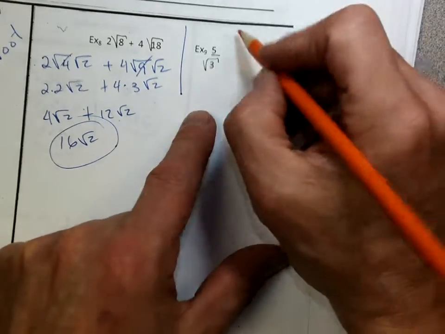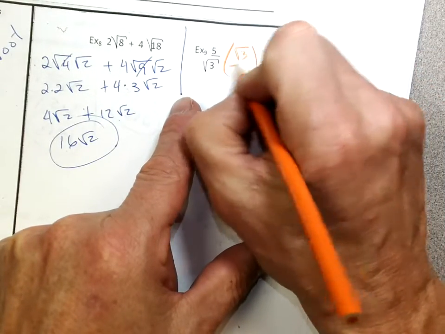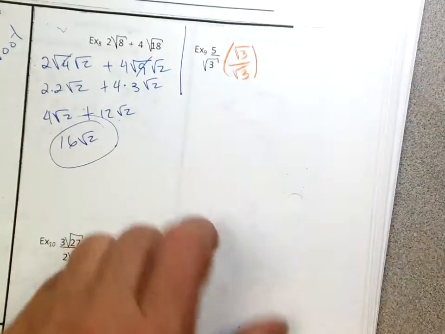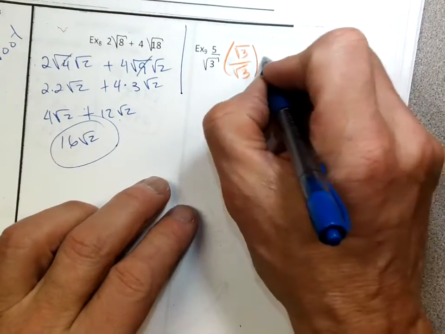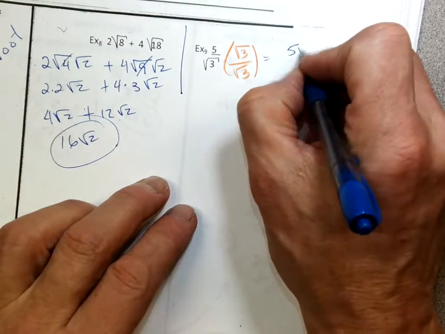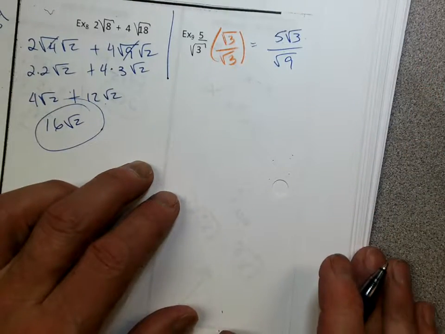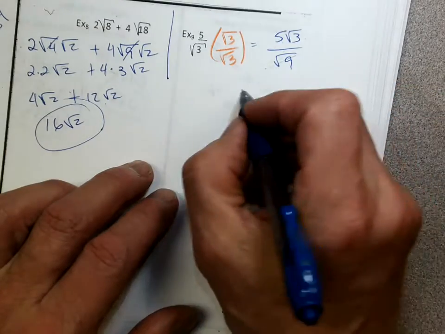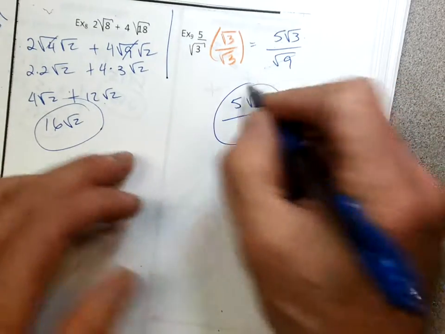So we're going to multiply top and bottom by the square root of 3 over the square root of 3. It's got to be both, top and bottom, by the same thing. So what I'm doing is multiplying by 1, and 1 wouldn't change the value, right? Okay, so let's see what we get. I'm going to get 5 square roots of 3 over the square root of 9, right? Which square root of 9 is 3. So I get 5 square root of 3 over 3. Okay.